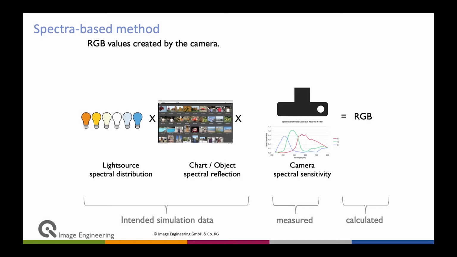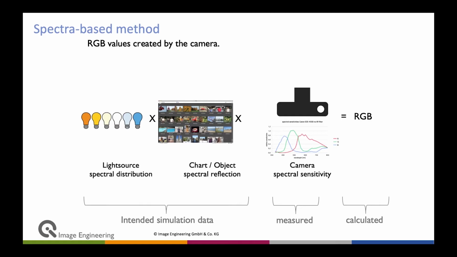So instead of measuring RGB and using the target as you have it, you measure the spectral sensitivity. And then you can calculate RGB based on intended simulation data. So you can just measure any light source or define some light source, but also just take some data of objects. You don't have to bring them into a production line. You don't have to bring them into the lab.